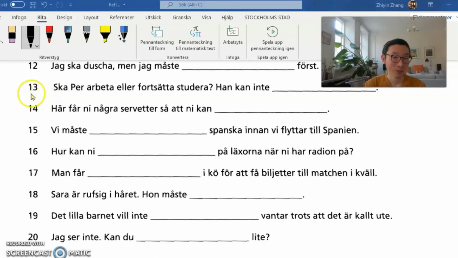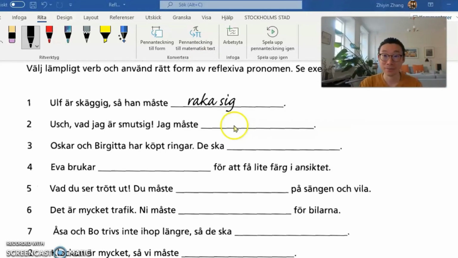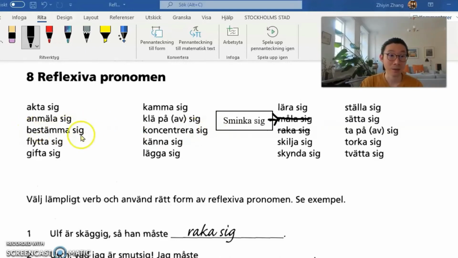Nummer 13. Ska Per arbeta eller fortsätta studera? Han kan inte bestämma sig. Should Per work or continue studies? He cannot decide. Han kan inte bestämma sig.